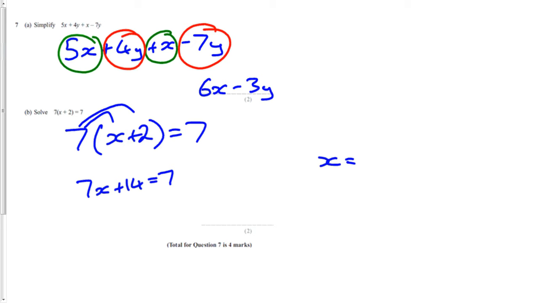The next thing we do is we take away 14 from both sides. So 7 take away 14 is minus 7. So 7x is minus 7. So we've then got to divide by 7. So if 7x is minus 7, 1x equals minus 1.